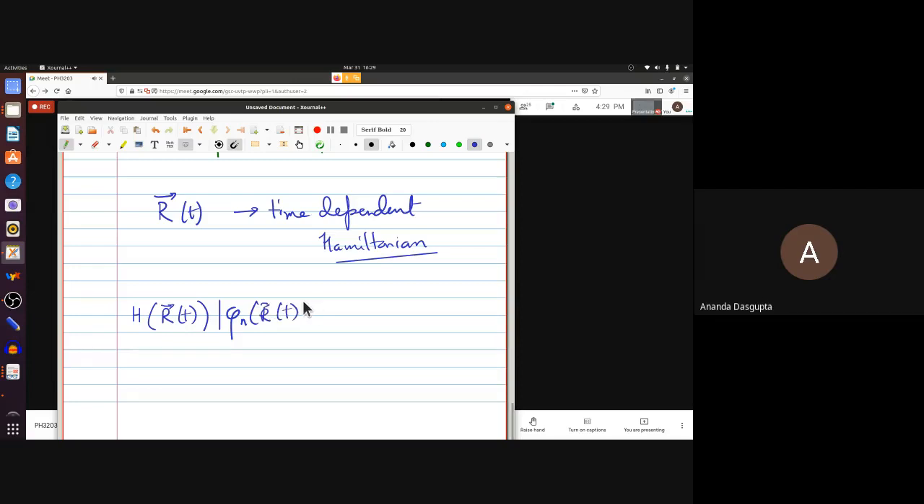Does this make sense? Does this equation make sense? Is it possible for us to find eigenvectors and eigenvalues for the Hamiltonian at a particular time t? You've earlier found that if the Hamiltonian is time independent, you can always find a complete set of eigenvectors and so on.